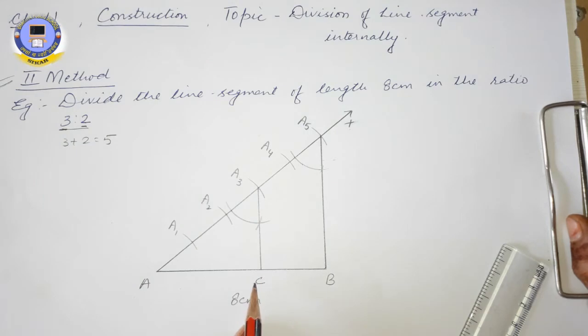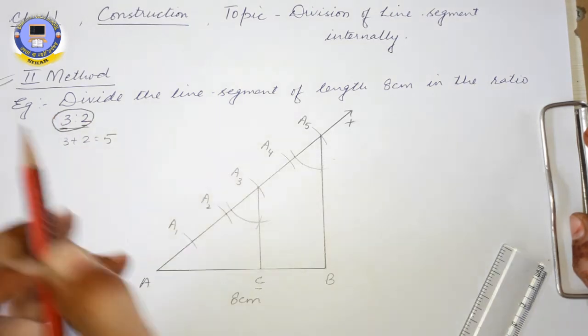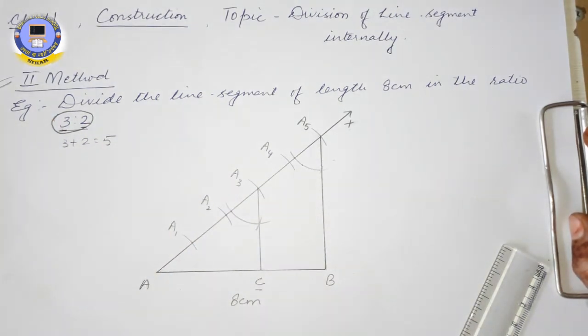So this point C divides AB internally in the ratio 3:2. In this way we have studied the second method of how we can divide a line segment internally. Okay, now see, can we have any proof of this construction? Can we justify this construction?